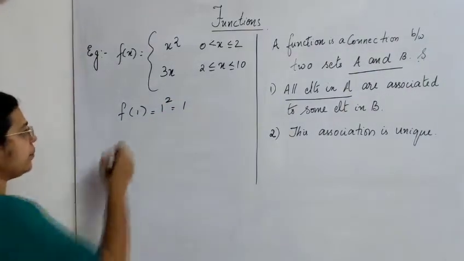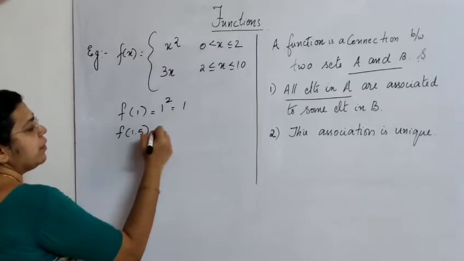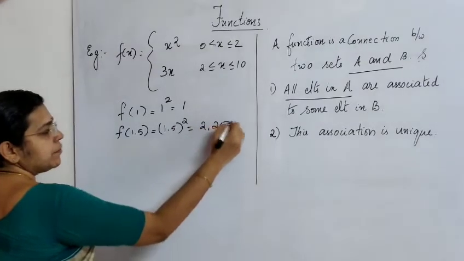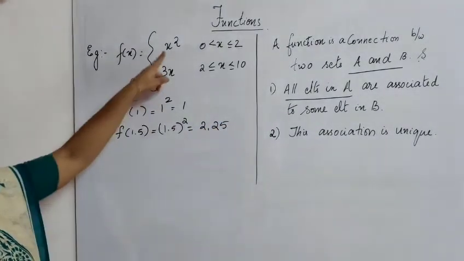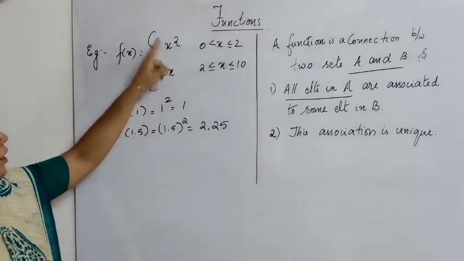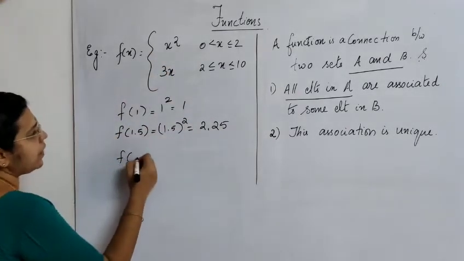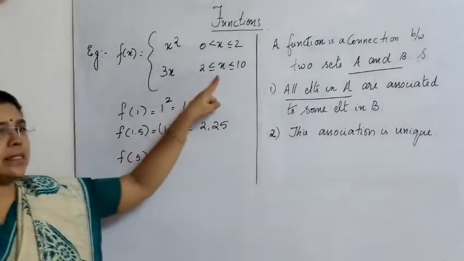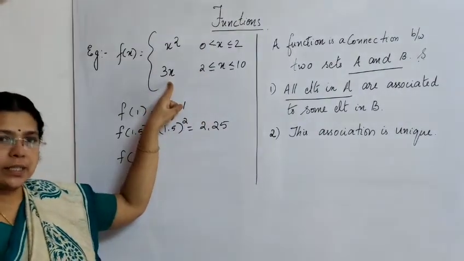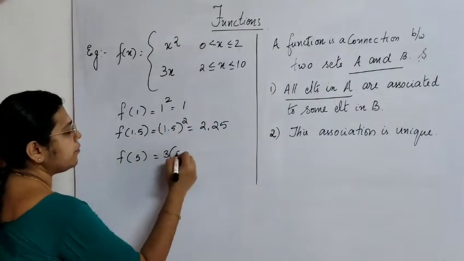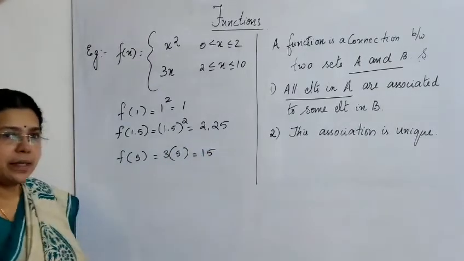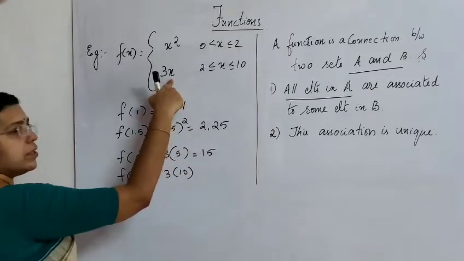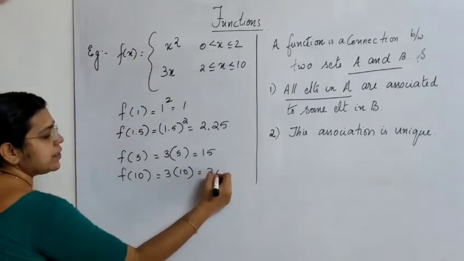Take f of 1.5, you say. 1.5 squared is 2.25. That also satisfies the equation of the function. Now for the value of x equal to say 5, what will be the function's value? For the value 5, which lies in this interval, the function value is 3x. So I have 3 times 5, which is 15. Am I clear? Even for f of 10, it is 3 times 10, that is 30.